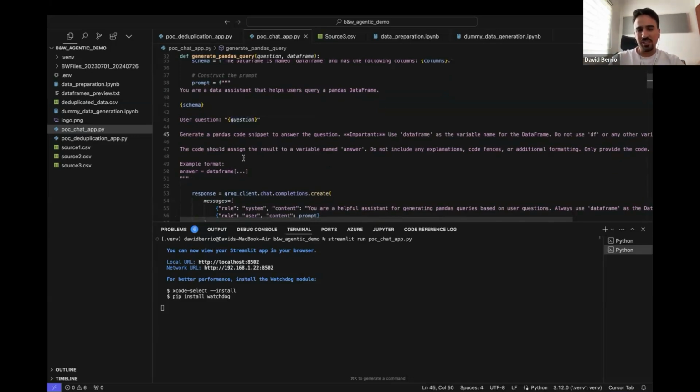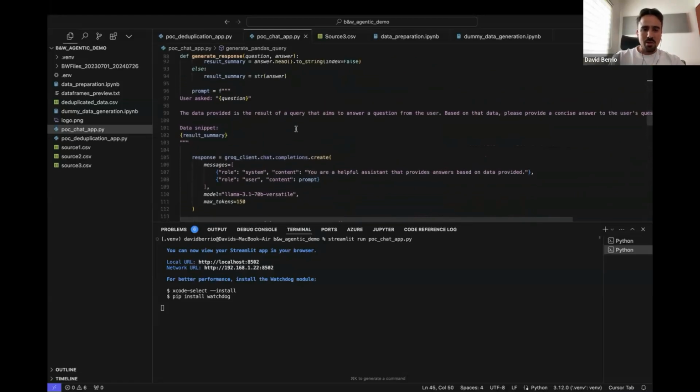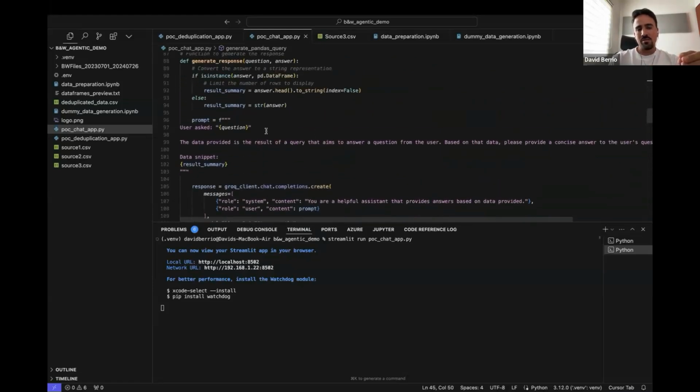So this is the first step here. This prompt will go to the LLM and will generate that query. Then that query will be executed. We will retrieve the data from our data source, and another prompt will come here that will send again the user question and the data that we retrieved from that query, and will generate a response for the user in natural language.